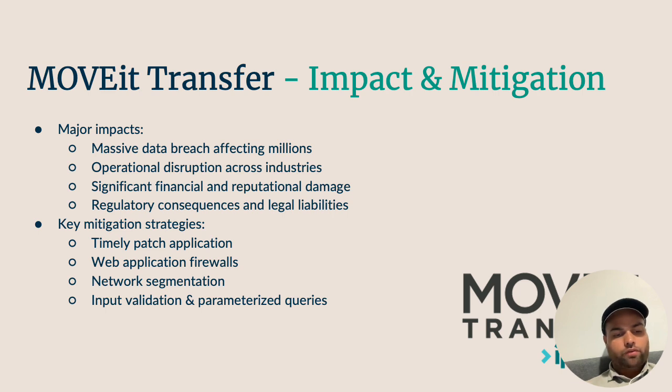Web application firewalls could have detected and blocked the SQL injection attempts. Network segmentation would have limited access to MOVEit instances, and proper input validation through parameterized SQL queries and remediation would have prevented the injection vulnerability entirely. The MOVEit case demonstrates how a single vulnerability in a widely used application can lead to industry-wide impact when exploited at scale.